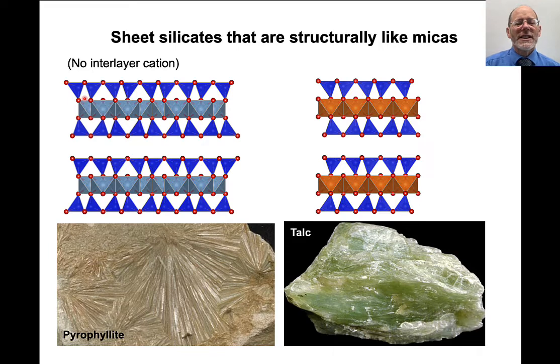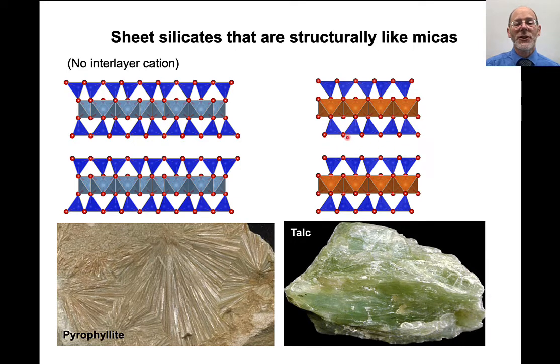Now, there are sheet silicates that are structurally a lot like micas, and two of the important ones are pyrophyllite and talc. Pyrophyllite has the same structure as muscovite, it just doesn't have an interlayer cation. So the composition is different. It's basically all aluminum in the octahedral sheet, all silicon in the tetrahedral sheet, but no cation to hold the sheets together. Talc is like biotite, iron and magnesium in the octahedral sheet, silicon in the tetrahedral sheet, but no interlayer cation to hold them together.